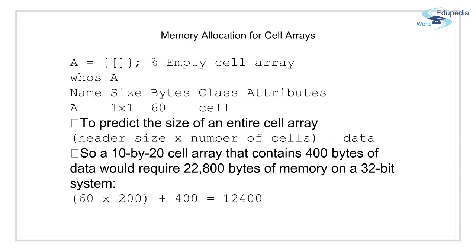Now to predict the size of an entire cell array, we multiply this header number by the total number of cells in the array, and then add to that number the number of bytes required for the data that you intend to store in the array. So it is like header size times number of cells plus the data. So a 10 by 20 cell array that contains 400 bytes of data would require 12,400 bytes of memory on a 32-bit system. So it will be 60 times 200 plus 400, that is 12,400.